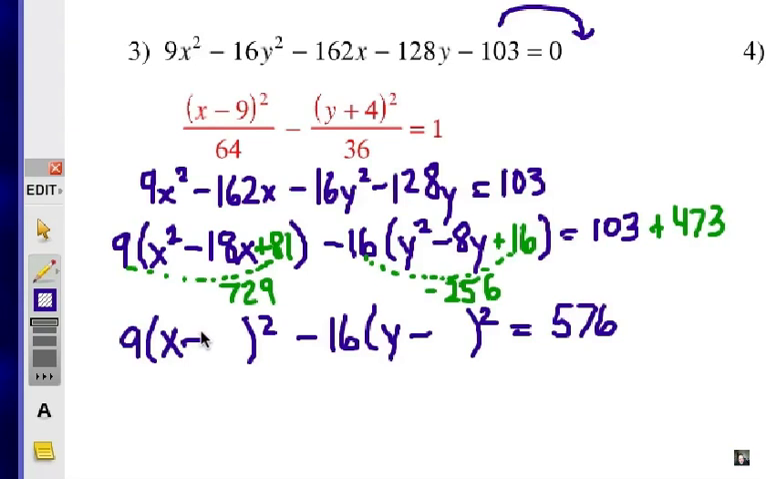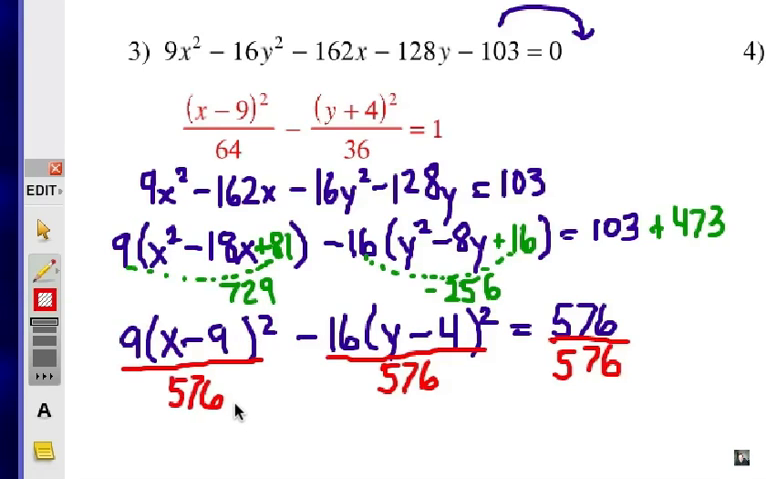Factoring our trinomials will give us x minus 9 squared and y minus 4 squared. And our final step, divide everything by 576 because we need to have a 1 on the right hand side. And there you go, there's your answer that you saw, of course, a few minutes earlier. That's after we factor out a common factor and get 64 on the bottom, 36 on the bottom there. All right, now let's look at number 4 and I'll work that out.